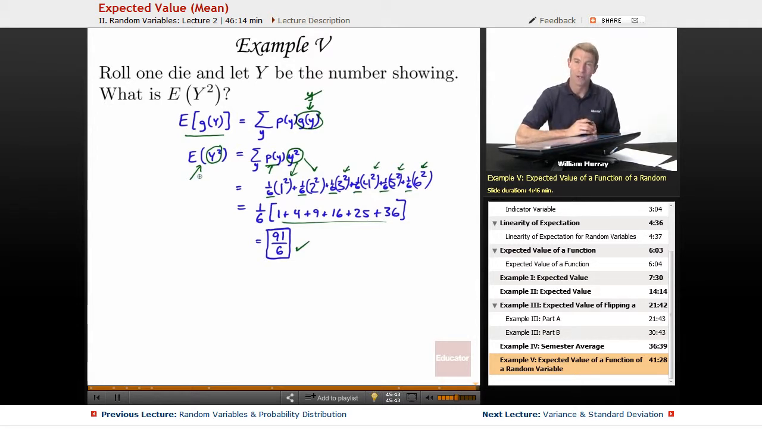So I hope this made sense to you. If it didn't, you might want to work it through a couple more times before you go on to the next lecture and learn about variance and standard deviation, because you really want to understand how to find the expected value of y squared first. So that's our last example for this lecture on expected values and means. Of course, expected values and means are the same thing.